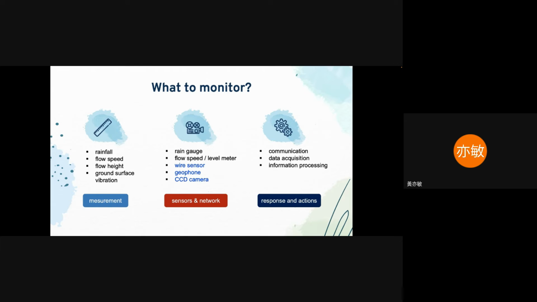So we need to do the measurement on site. We need to set up the sensors and the network, and then we need to respond to the disaster whenever we have the information.